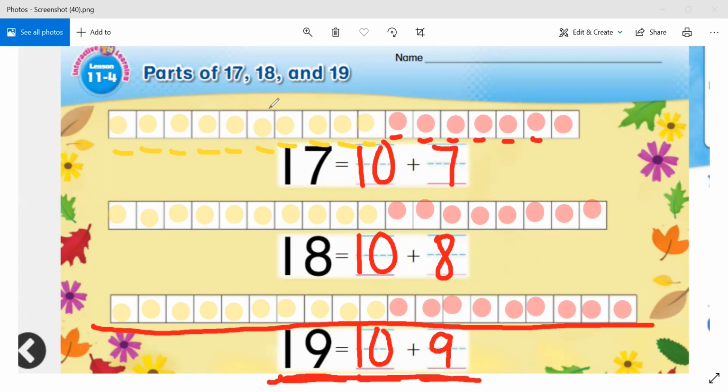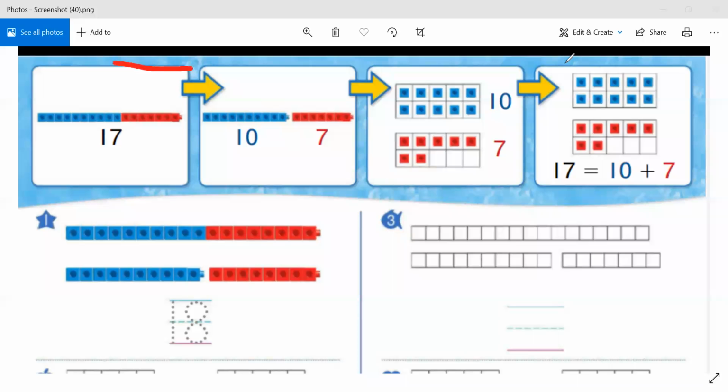Let's turn our paper over. Let's look at our first box here. Okay, Dawood had a cube train. How many cubes long was his cube train?